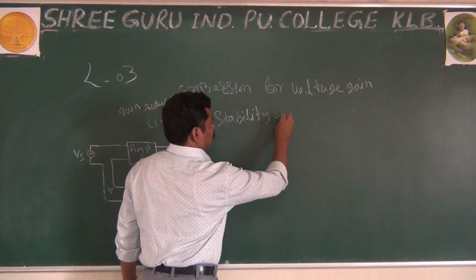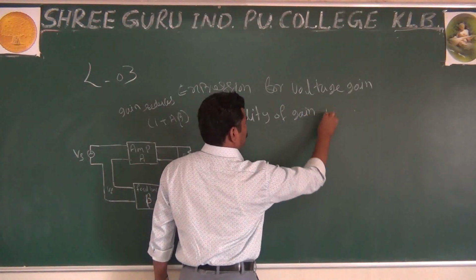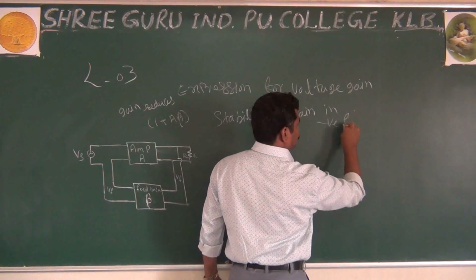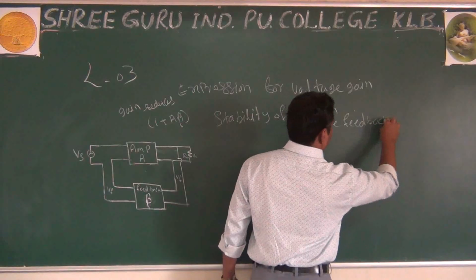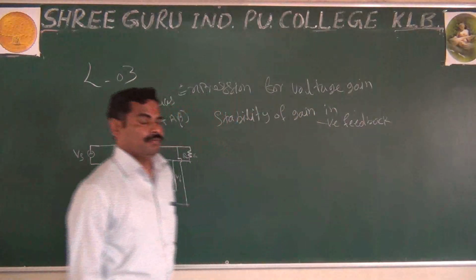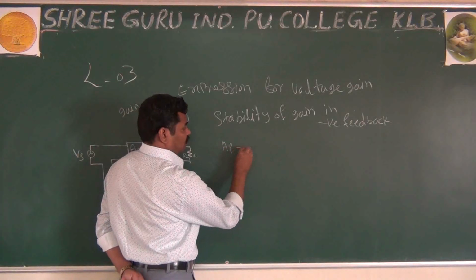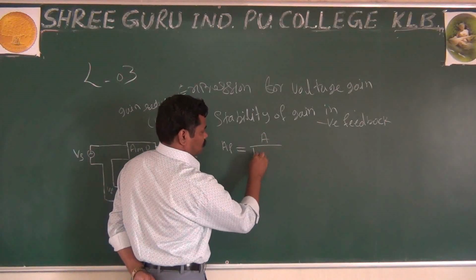Stability of gain in negative feedback. How will the gain be stable in negative feedback? For that, consider the derivation: AF is equal to A divided by 1 plus A beta.